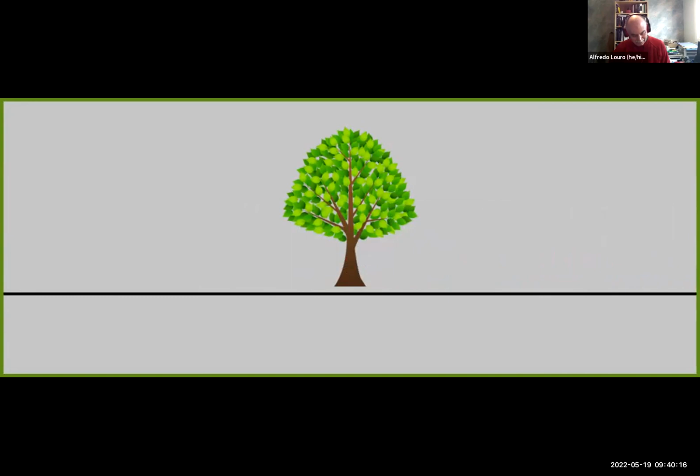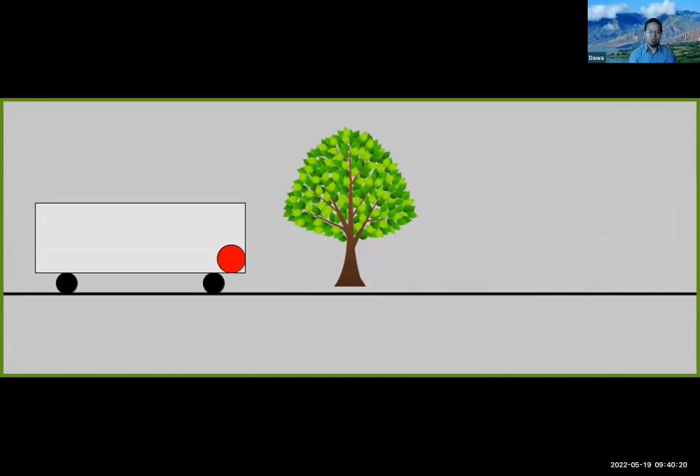Okay, let me show that to you again. So initially, the train is not moving. The ball is inside the train. It's not moving either. And then the train starts to move, but the ball does not move from your point of view. Because if you look at the ball and you look at the tree, they both look exactly the same. It's just the train that is moving. Here we go.